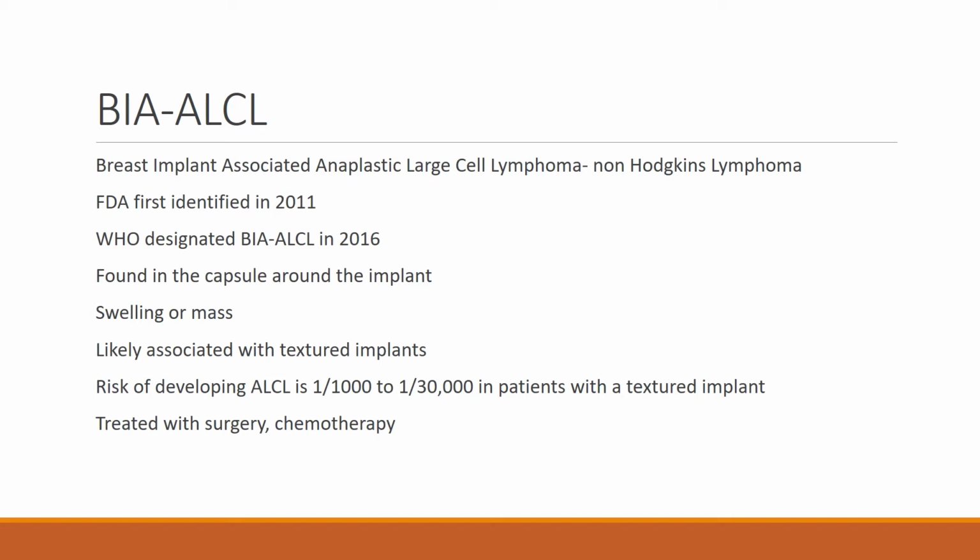Your risk of developing anaplastic large cell lymphoma is approximately 1 in 1,000 to 1 in 30,000 in patients with a textured implant, depending on the manufacturer. In comparison, your risk of developing breast cancer for somebody who is not genetically predisposed is approximately 1 in 8. Anaplastic large cell lymphoma can be treated. It's treated with surgery to remove the affected implants and capsule, and potentially with chemotherapy as well.